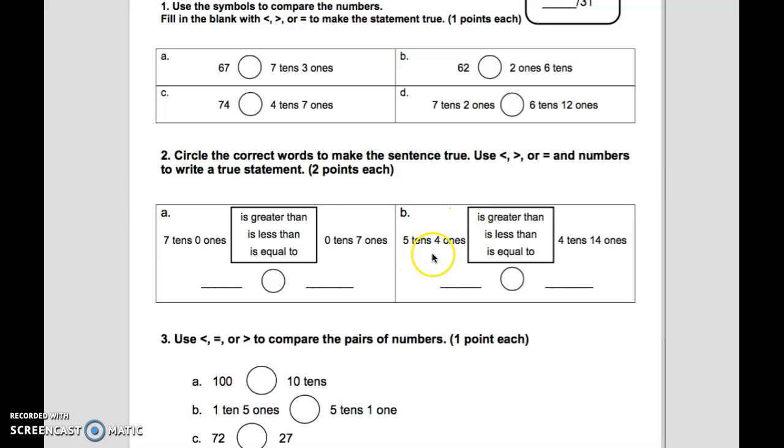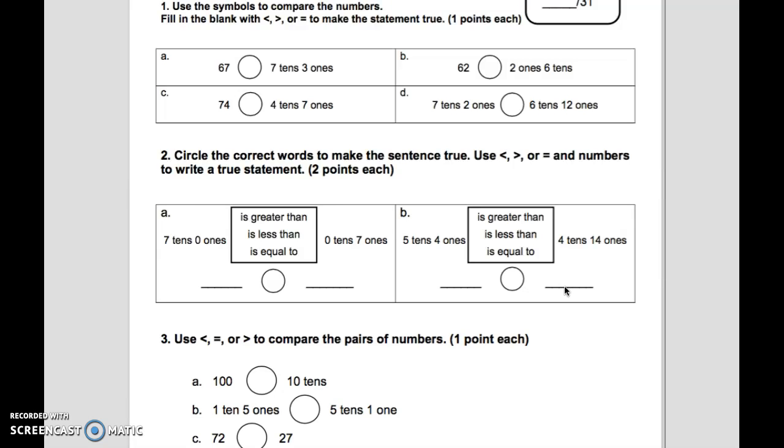B, you're going to do the same thing. 5 tens, 4 ones. Figure out what that equals. So draw a picture or use your cubes to figure it out. Once you figured out what 5 tens, 4 ones is, write it on the line. Then go over here, 4 tens, 14 ones. What does that equal? Write it on the line.